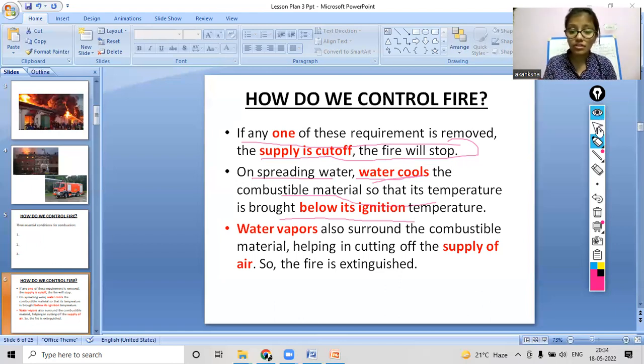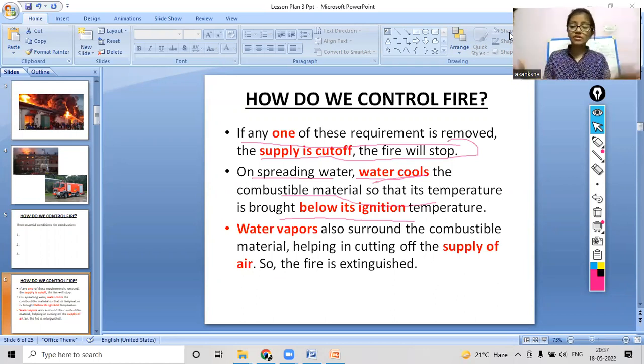Okay, so now we will be discussing some more factors, and the last factor that helps in controlling fire is the water vapors. So how is this helping? Water vapors also surround the combustible material, helping in cutting off the supply of air. So the fire is extinguished. So these were the three factors that help us to control fire.